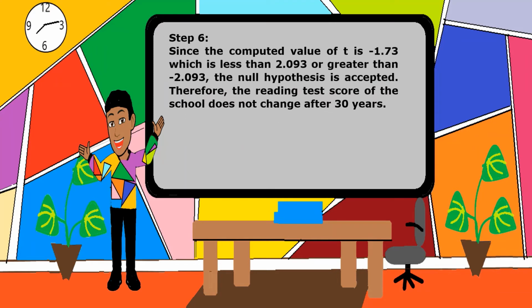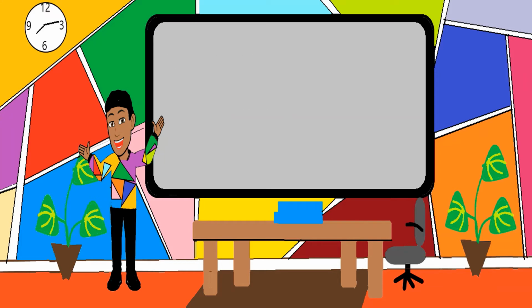For our step 6, since the computed value of t is negative 1.73, which is less than 2.093 or greater than the negative 2.093, the null hypothesis is accepted. Therefore, the reading test score of the school does not change after 30 years.